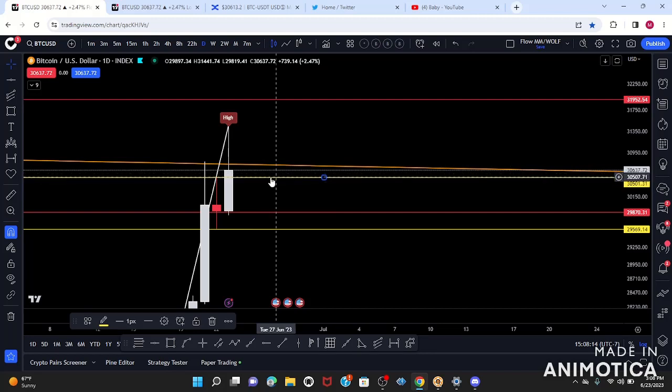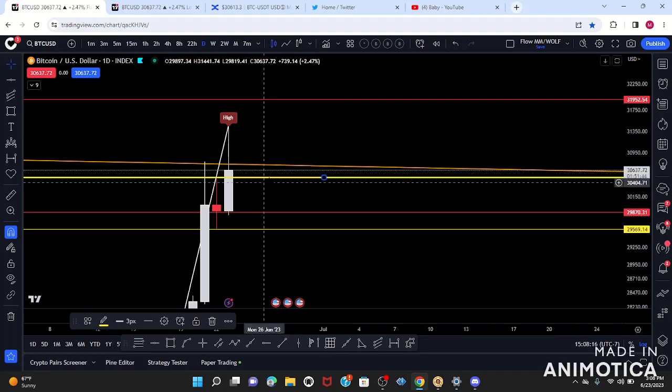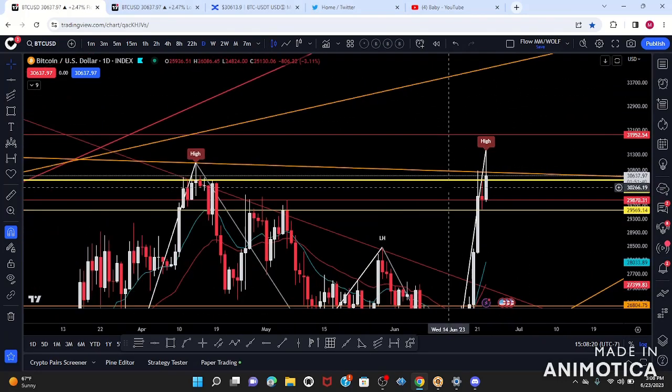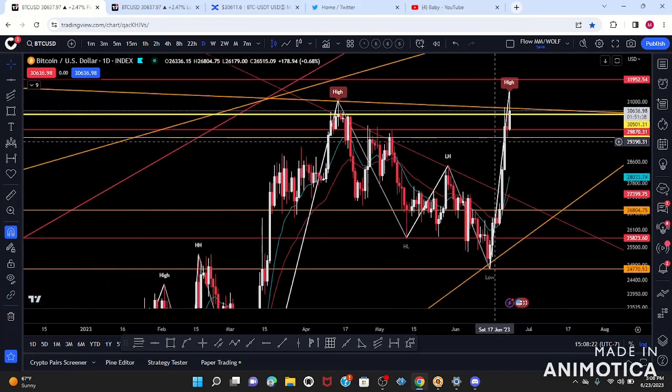because price action is above it. So I want price action to be below it. Give me confidence to short the market. So I'm obviously looking for a short.